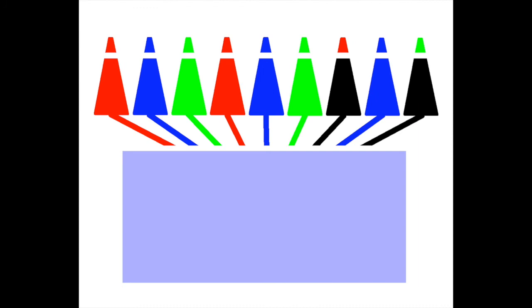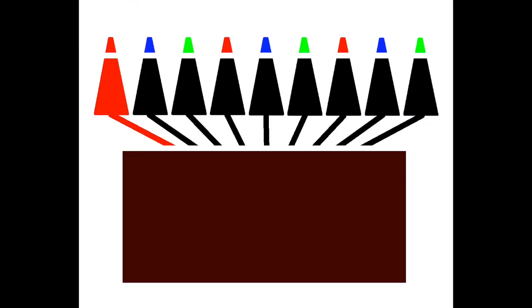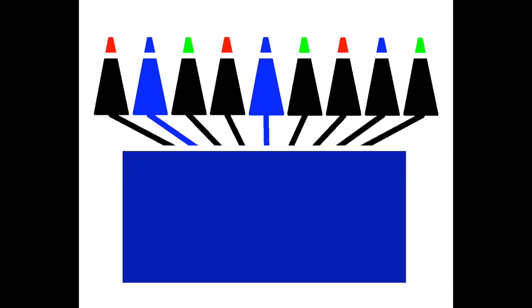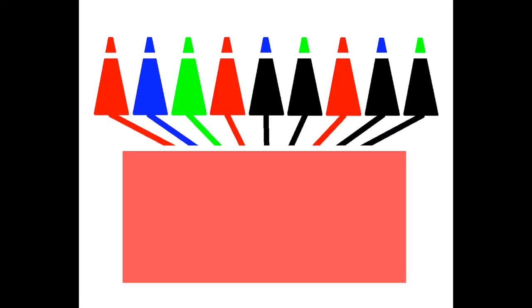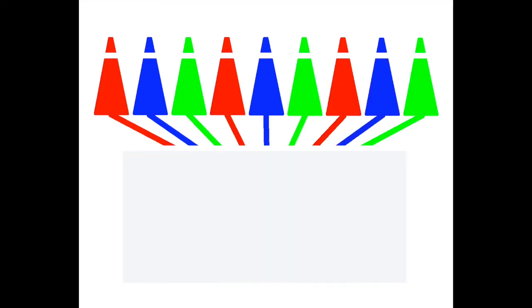The types of cones firing allows us to sense hue. The number of cones firing allows us to sense a color's intensity or brightness. And the ratio of cones firing allows us to sense saturation.